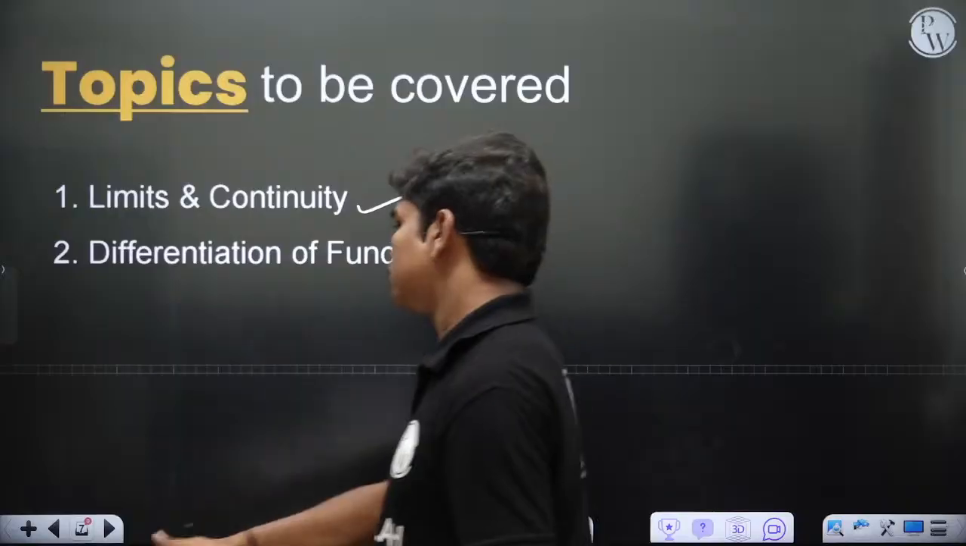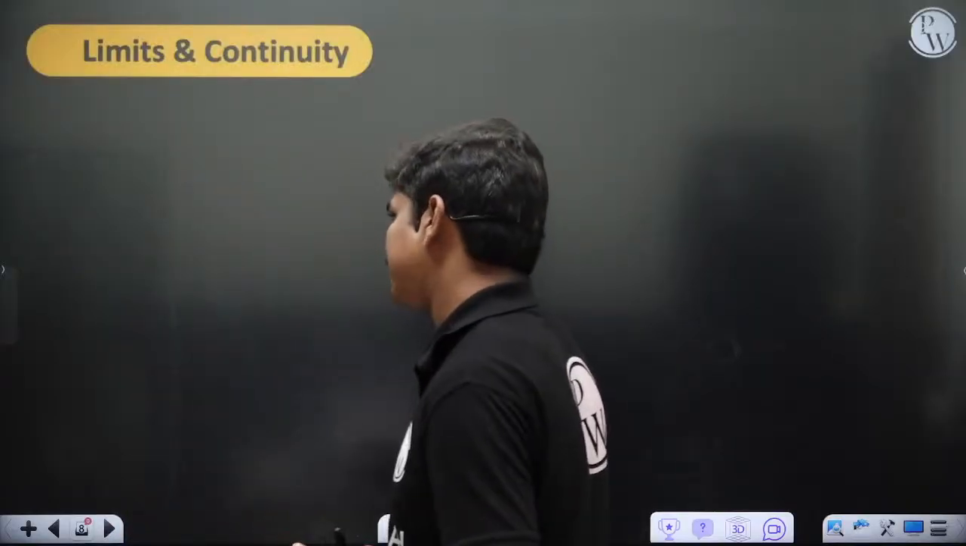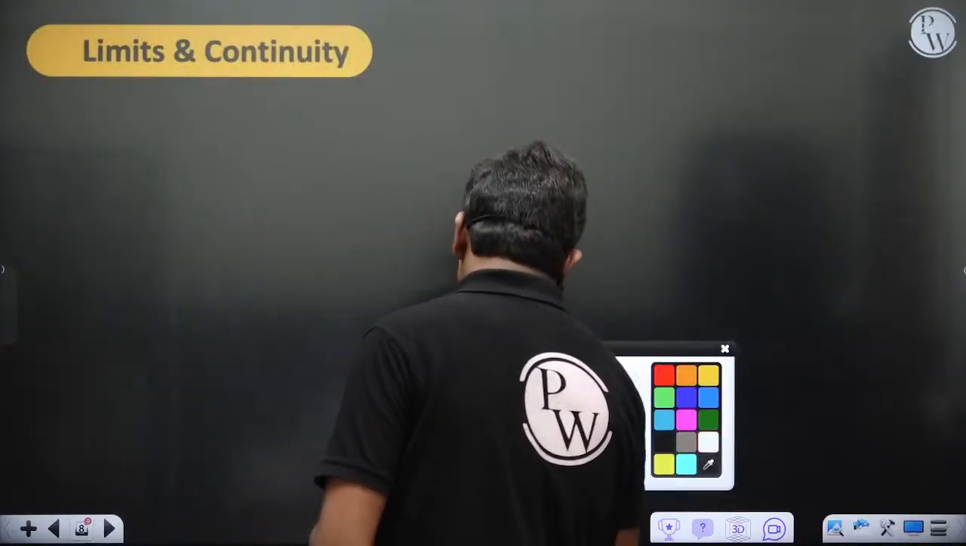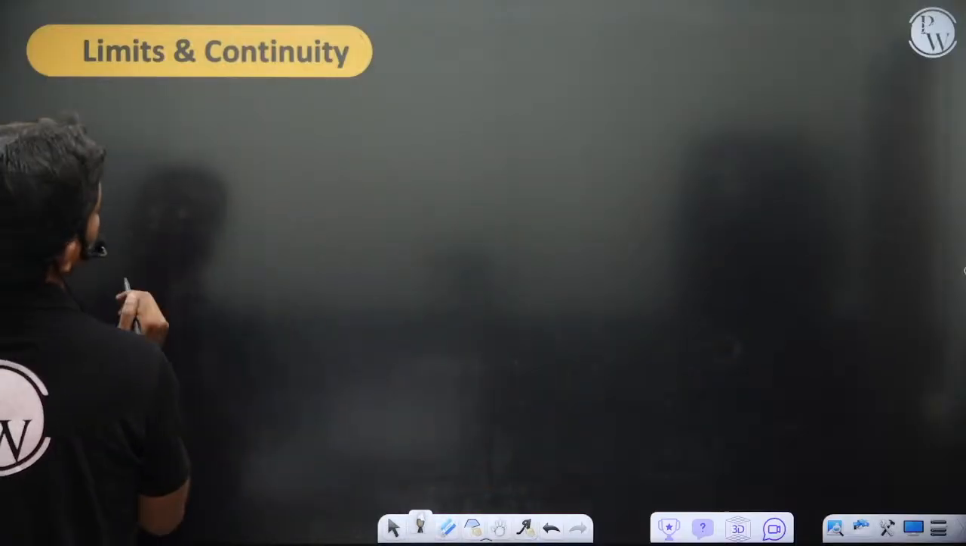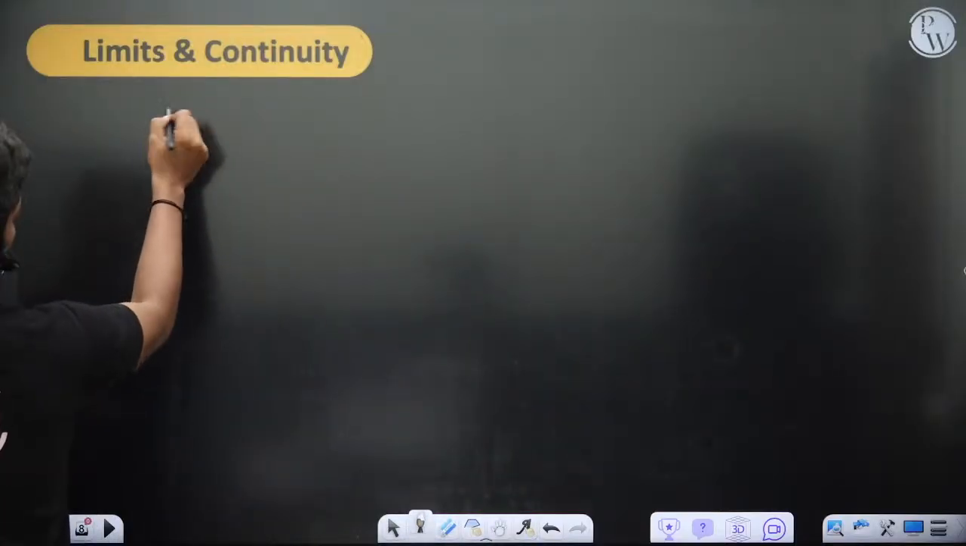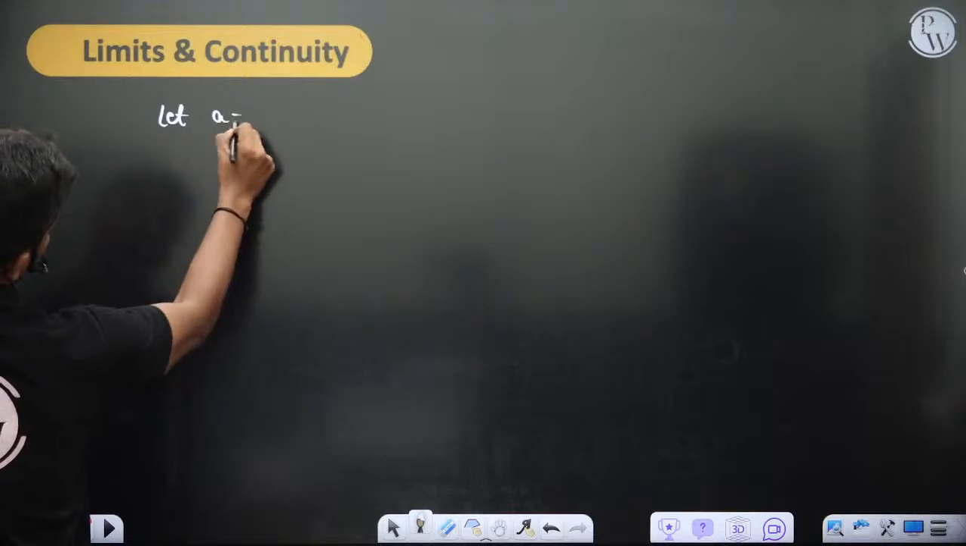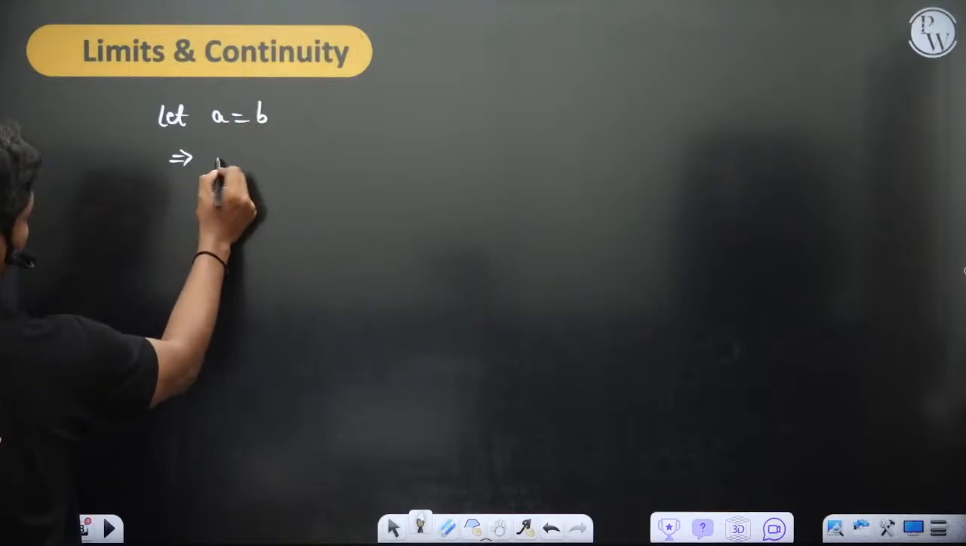Now let's start with our first concept, limits and continuity. Before I introduce this concept of limit and continuity, I'll go back to that example which we have understood. So let a is equal to b. This is one common example we'll use.